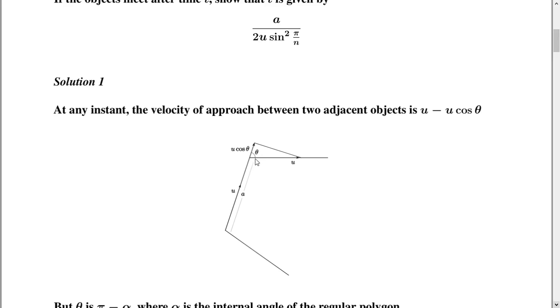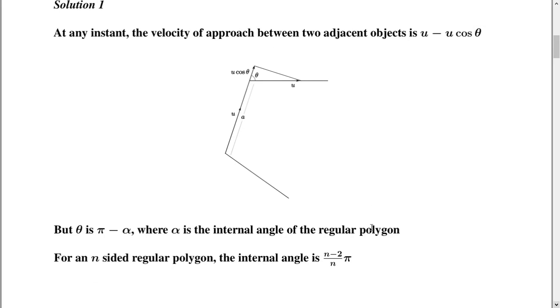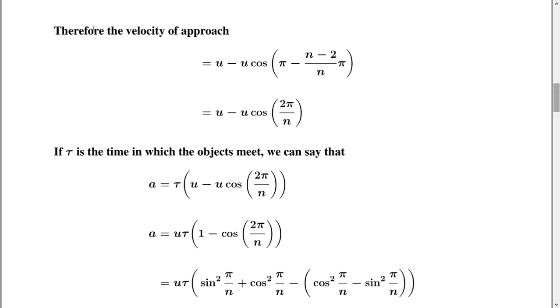But theta is nothing but pi minus the internal angle of the regular polygon. We can find the internal angle if we know the number of sides in the polygon. It's equal to (n minus 2) by n times pi. And therefore theta is pi minus the internal angle, and so the velocity of approach is u minus u cos 2 pi by n. If you simplify this, this is what you get. Now you can see that this expression is independent of time, so the velocity of approach is going to be constant throughout the motion of the objects.